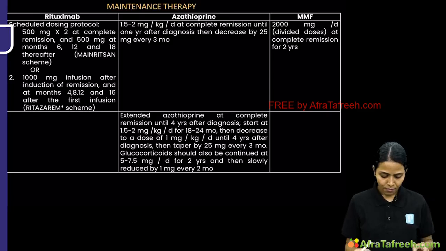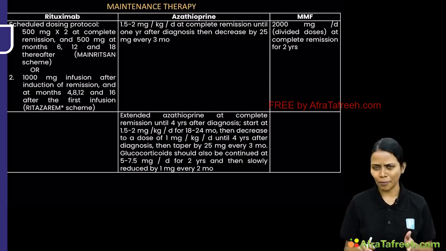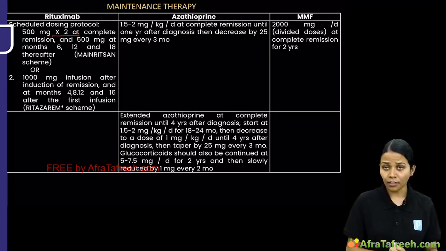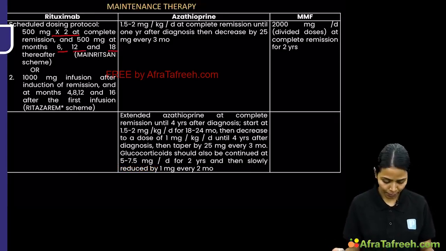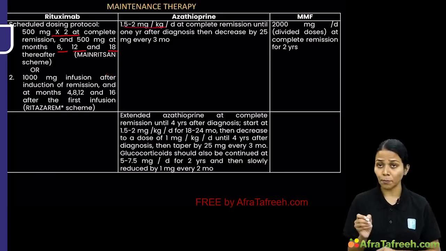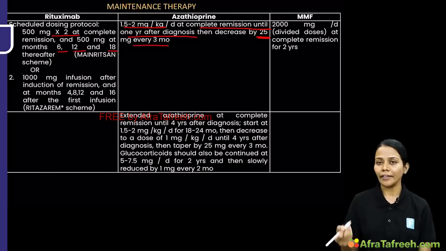Okay. Now, maintenance therapy, we know rituximab, AZA and MMF are there. MMF generally is not used. For rituximab, two dosing protocols are there. 500 mg, 2 doses, at complete remission you give, and 500 mg you give at 6 months, 12 months and 18 months. Okay, so it goes up to 18 months. I am not going into the further details. Or AZA is generally 1.5 to 2 mg per kg. You start at complete remission until 1 year after diagnosis. Then you decrease it by 25 mg every 3 months.